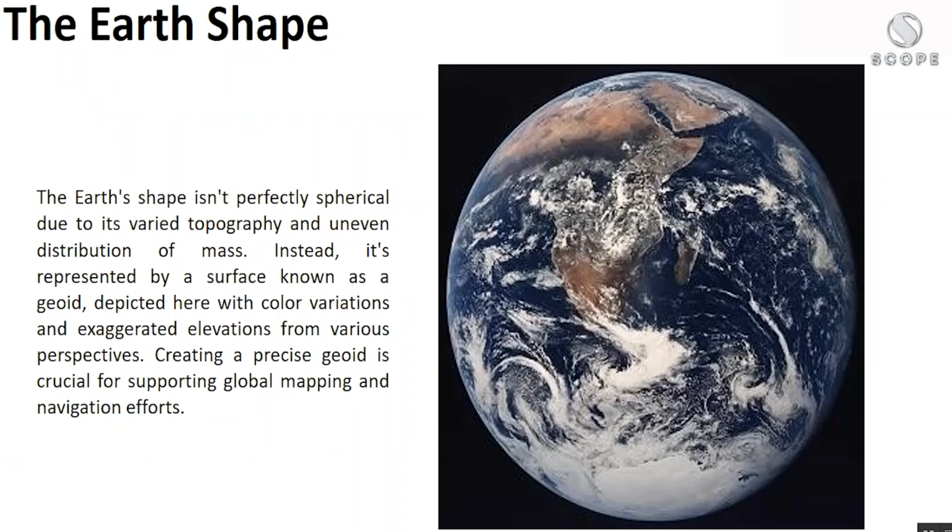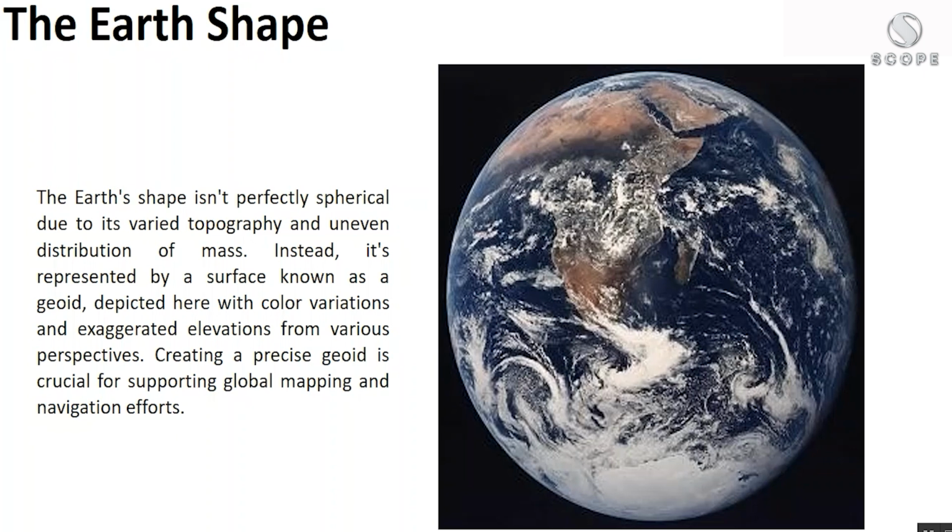Next we are covering the Earth's shape. Earth isn't perfectly spherical due to its varied topography and uneven distribution of mass. Have you ever noticed that Earth isn't a perfect ball? It's because of all the bumps and dips on its surface.